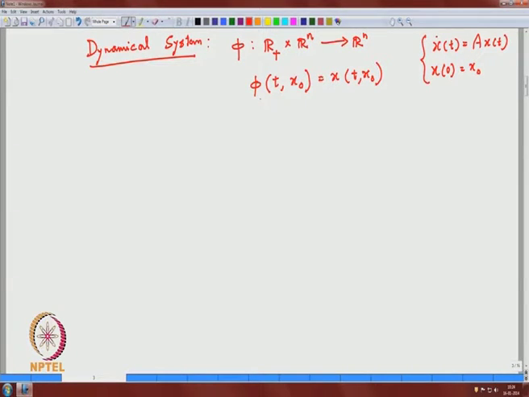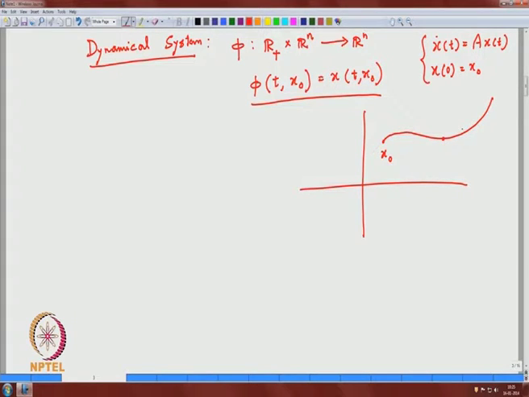So, this is nothing but the solution at time t starting from the point x naught. If you start in R n, say R2, you will have an x naught here, and the solution will move along this path, and this is nothing but the trajectory.